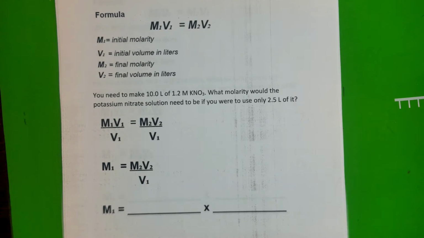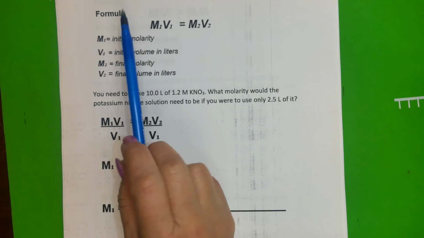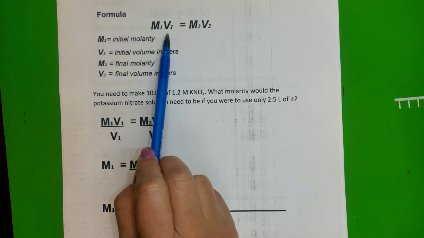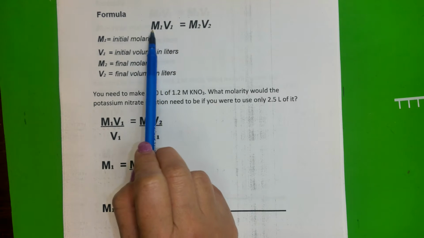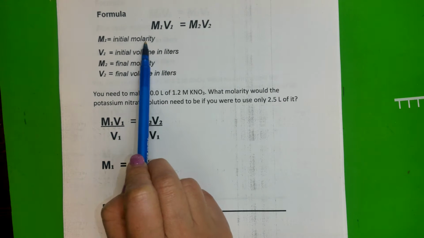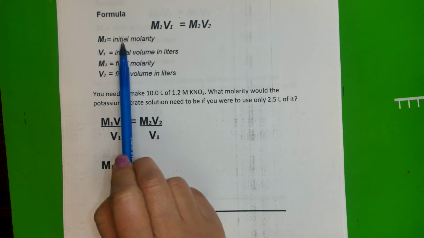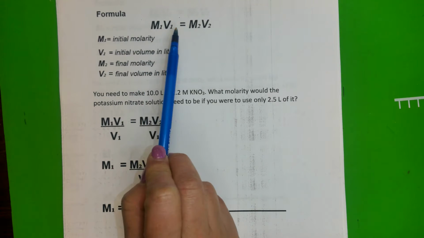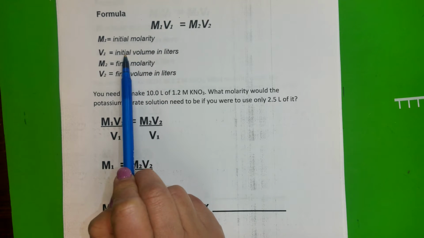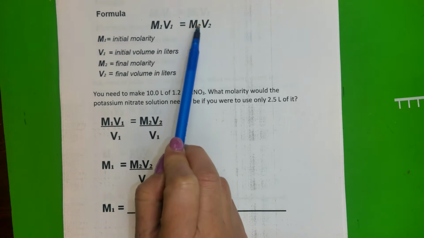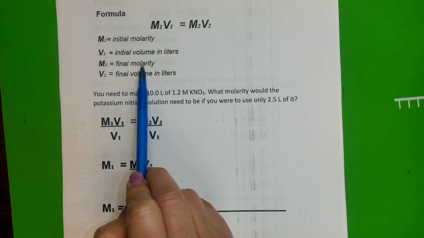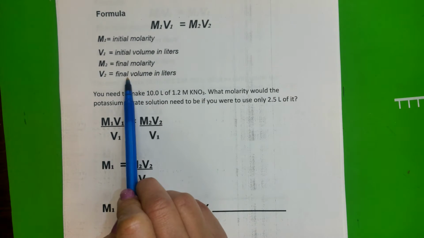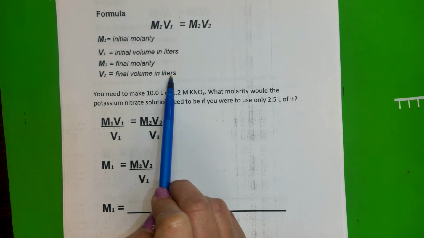Okay, so now we're going into dilutions. On here we have our formula. M1 means initial molarity, so that's how you're going to start. V1 means initial volume in liters. M2 means final molarity. V2 means final volume in liters.